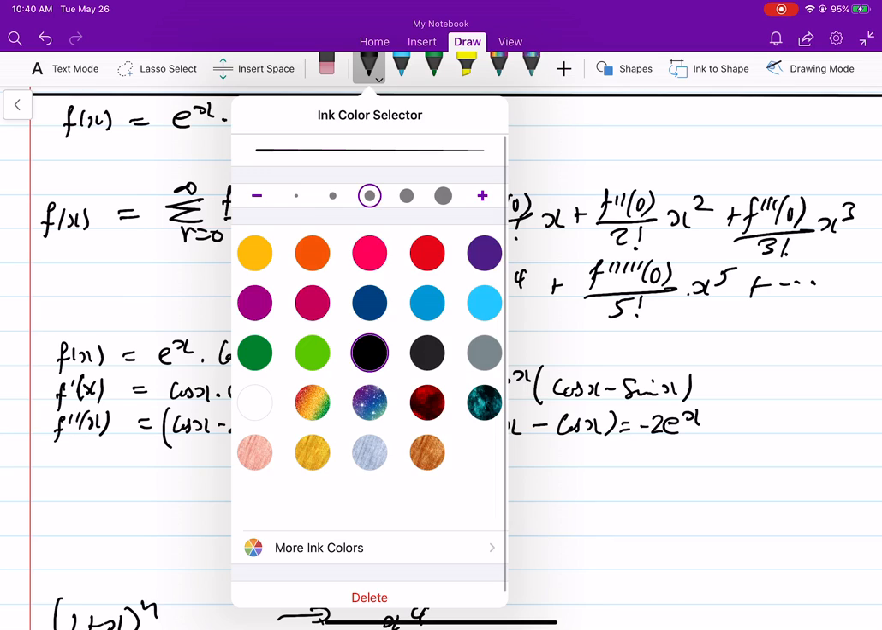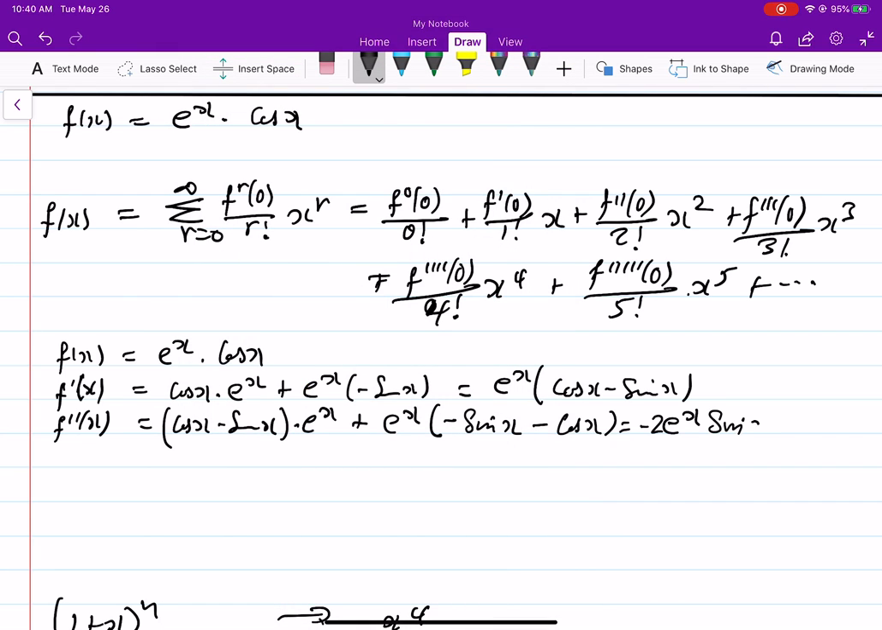Always a good idea to double check your work. So I'll double check this. Hold the second one fixed, cos x minus sin x times e to the x. Differentiate the first, hold the first one fixed. Differentiate cos, you get minus sin. Differentiate minus sin, you get minus cos. The cos and the minus cos will disappear. Minus sin is minus 2 sin. Looks good. Let's go again.